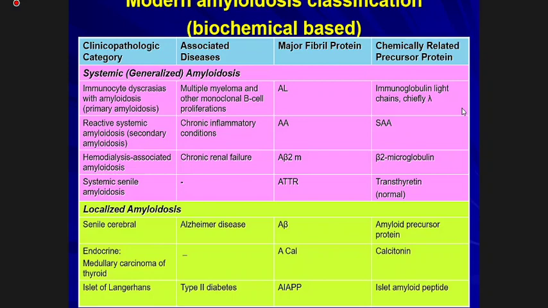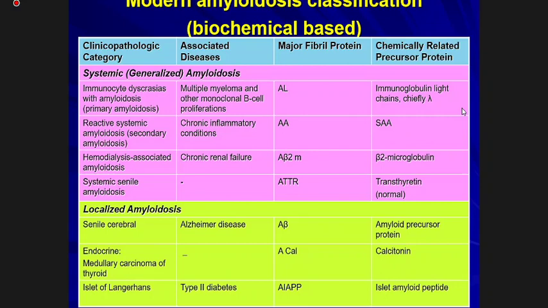So reactive systemic amyloidosis is the amyloidosis caused secondary to inflammation. This is caused by the AA amyloid protein. Remember, we mentioned earlier the precursor protein SAA, which is proteolyzed and forms AA protein. So this is the second type of amyloidosis, which is reactive systemic amyloidosis.